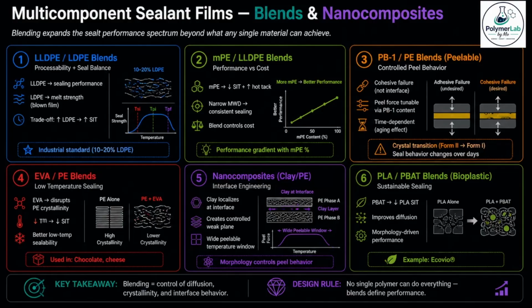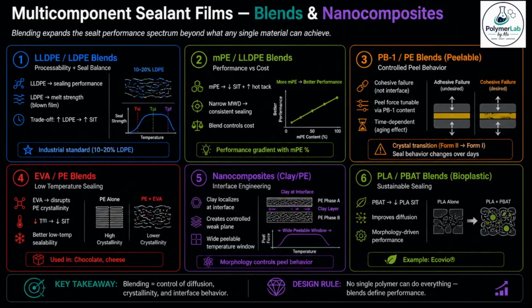Metallocene polyethylene blended with conventional LLDPE gives a performance gradient. More metallocene polyethylene means lower SIT, better hot tack, more consistent sealing, but higher cost. The optimal blend ratio depends on the required sealing performance and the cost target. This is one of the most active areas of sealant formulation in industry.